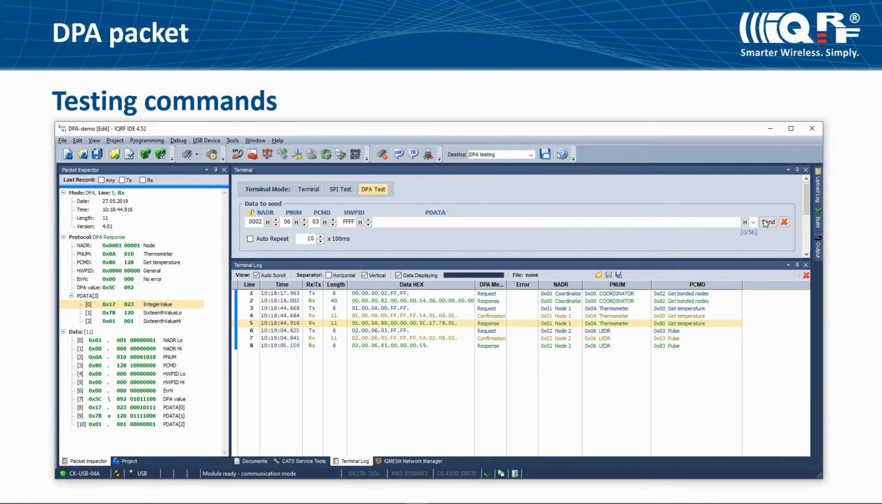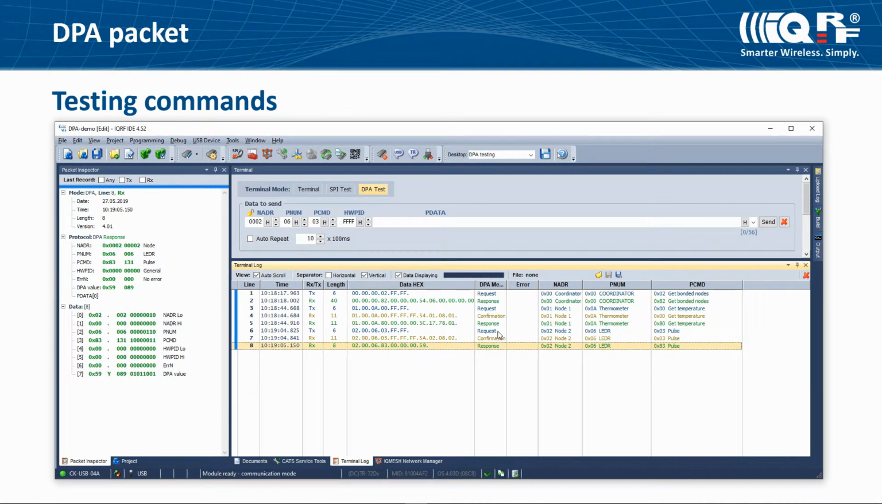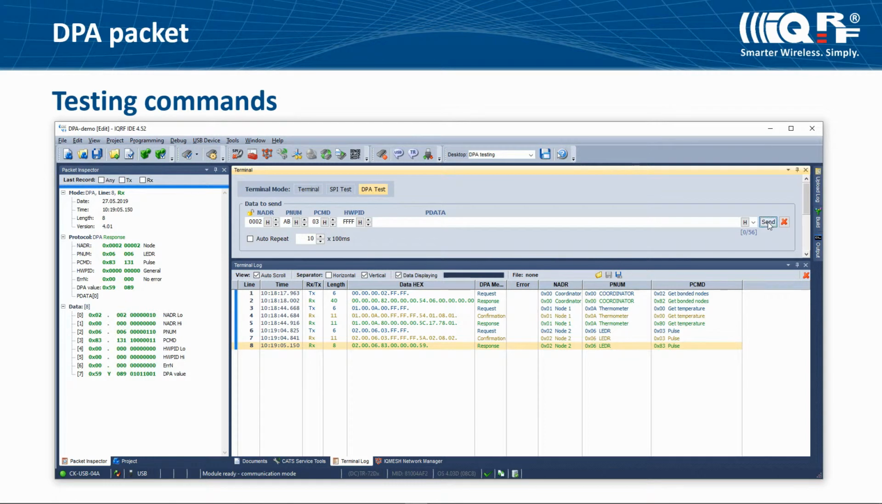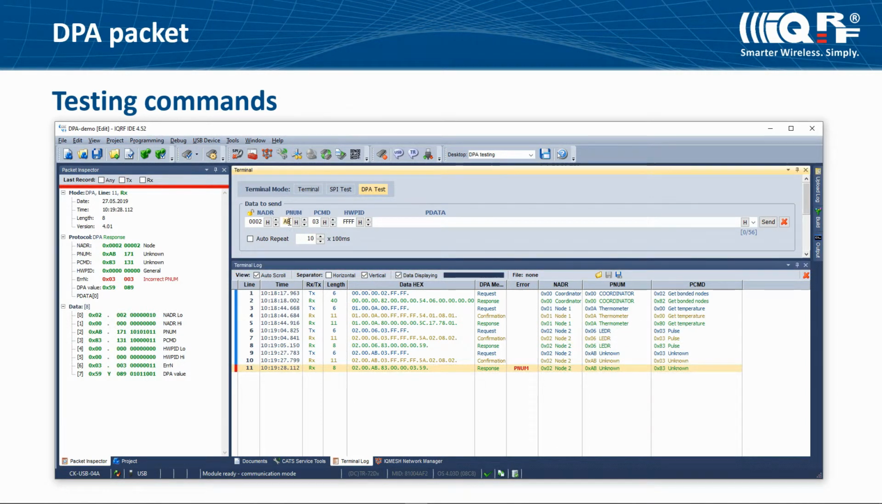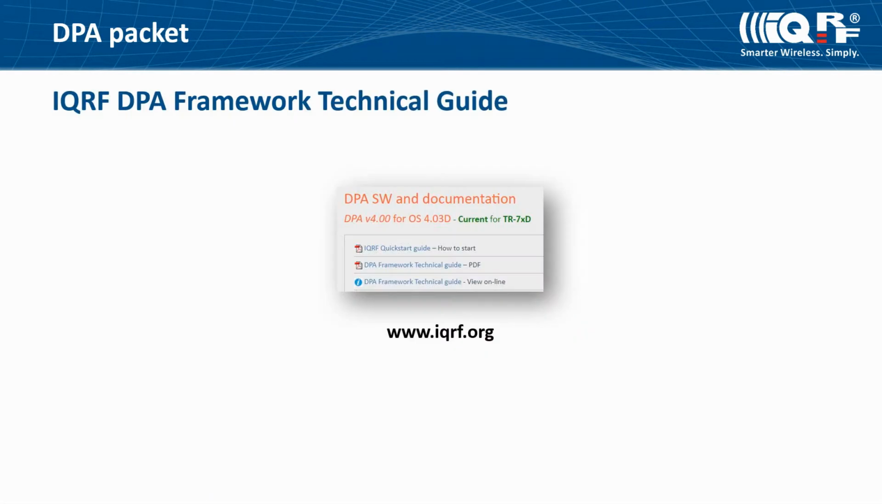If you create the DPA command which the target device can understand and process, the ongoing communication which you can see in the terminal log is running without errors. If you send a packet which cannot be processed, the red notice will occur. It can happen in cases when you ask for a non-existing peripheral, you send command which doesn't belong to the selected peripheral, or you send bad additional data. Read the detailed documentation in the IQRF DPA Framework Technical Guide.